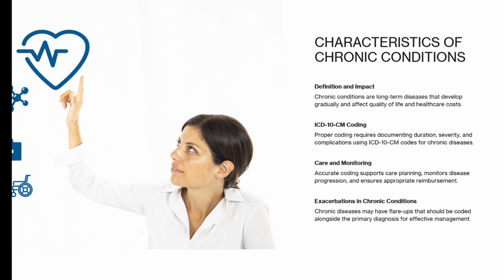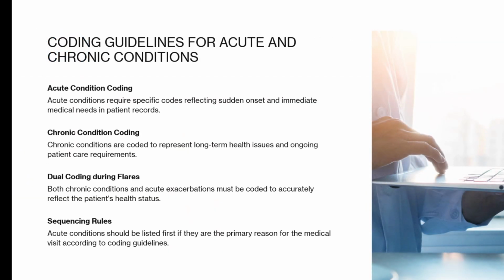Next, we go and see what the characteristics of chronic conditions are. Chronic conditions develop over time and require ongoing care. Examples include diabetes, hypertension, and osteoarthritis. They impact quality of life and healthcare costs. Proper coding reflects long-term care needs and helps manage complications.